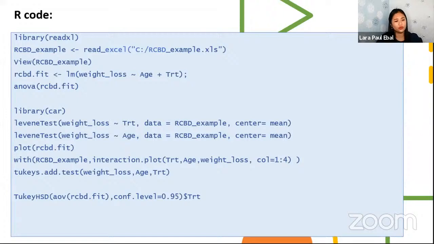I'll just show you this code, if you're using the R software. This is very helpful, especially in getting the result for Tukey's test, and for checking the additivity assumption.